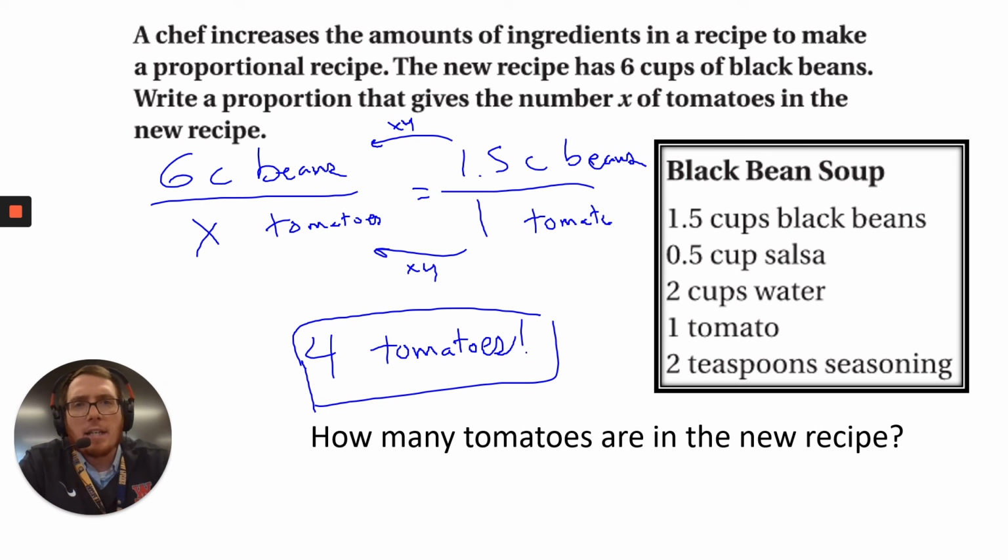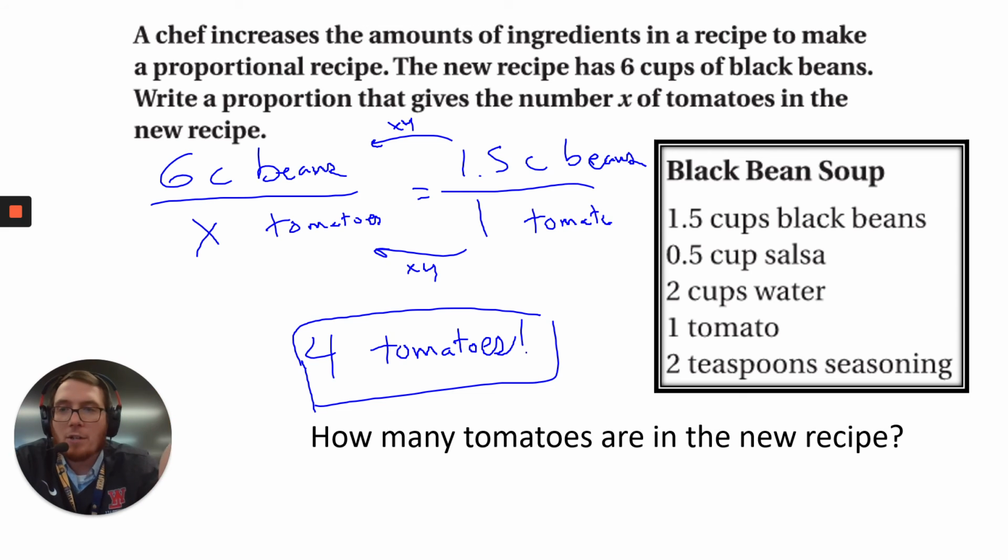Okay, the next one is the idea of a recipe. This is the recipe right here. Notice it's 1.5 cups of black beans, and I'm comparing with tomatoes. So it's 1.5 cups of beans for every 1 tomato. The new recipe has 6 cups of black beans. How many tomatoes?